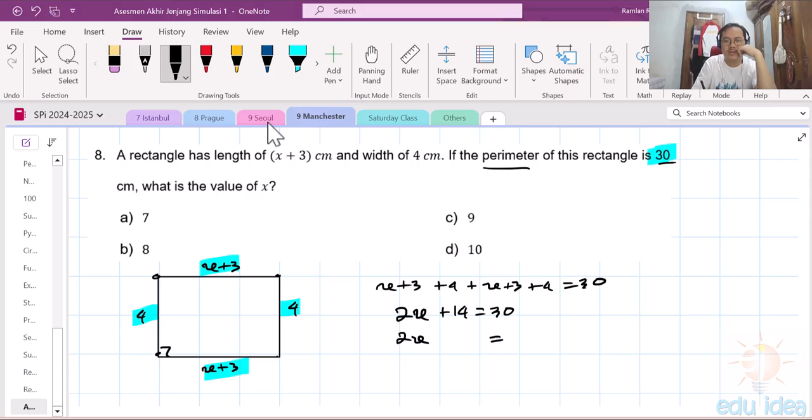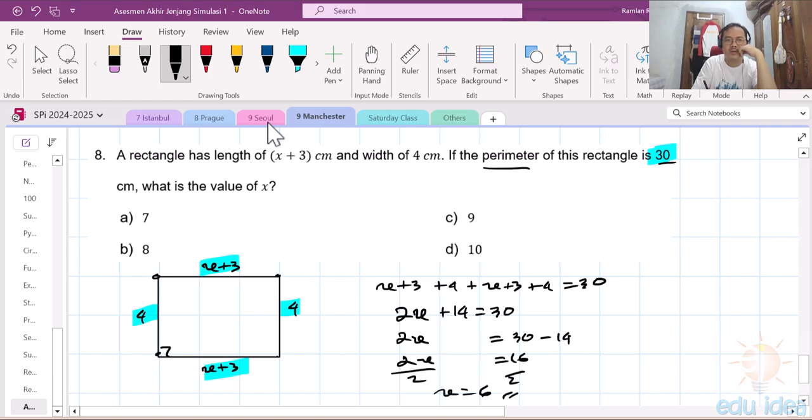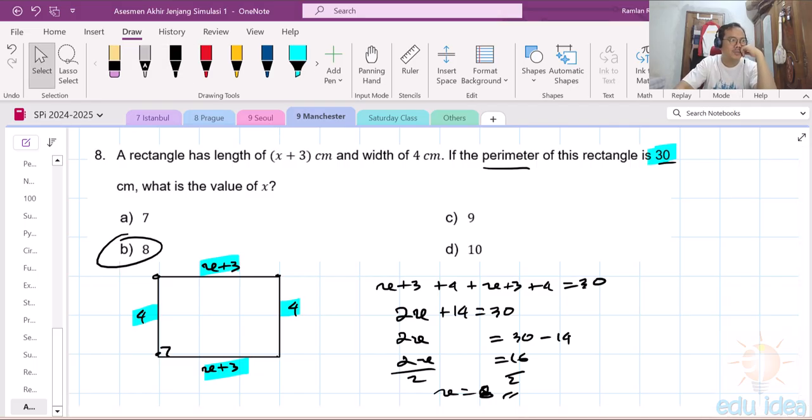So 2x equals, subtract both sides by 14. You will get 30 minus 14, which is equal to 16. So 2x equals 16. And I divide both sides by 2, and you'll get x equals 6. There we go. Wait a minute, it's 8. My bad, it's 8. 16 divided by 2 is 8. Okay, so pretty simple concept.